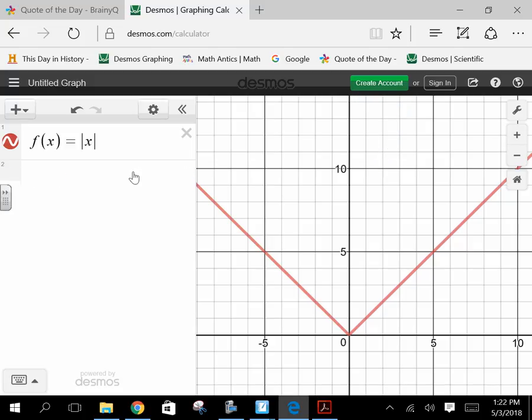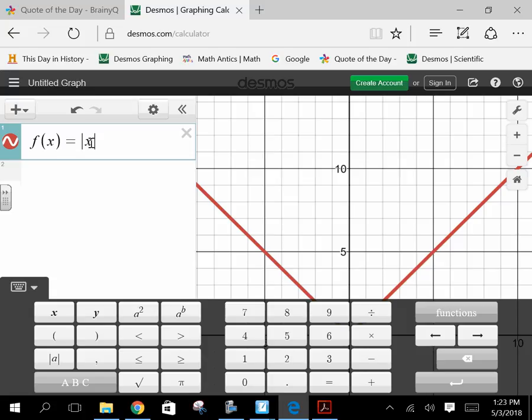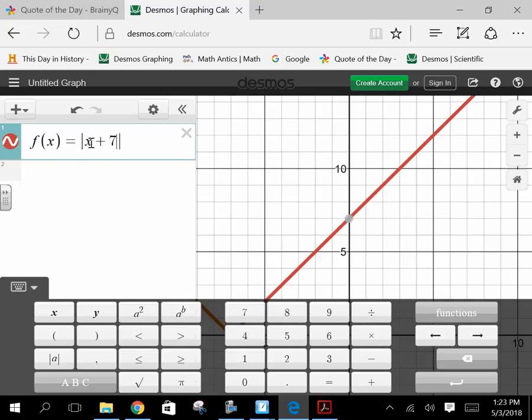Here's my parent function. Look what I'm going to do. I'm going to add an h value. When I say h, remember that's the number after the x. Let me put a plus 7.